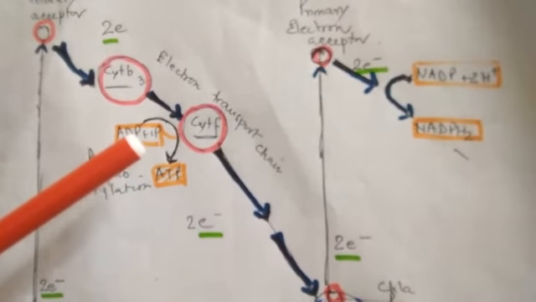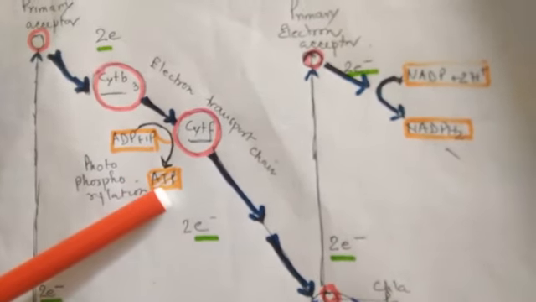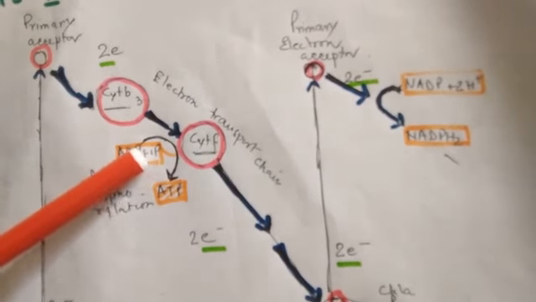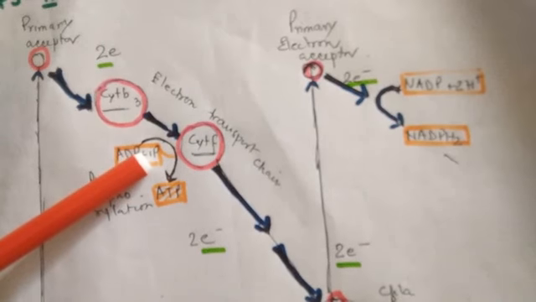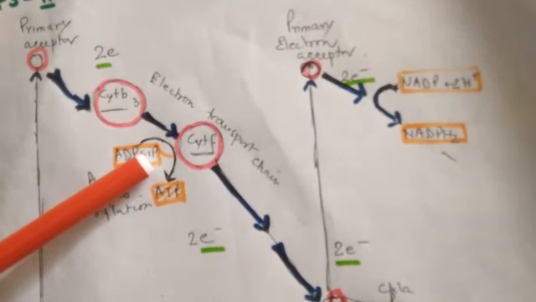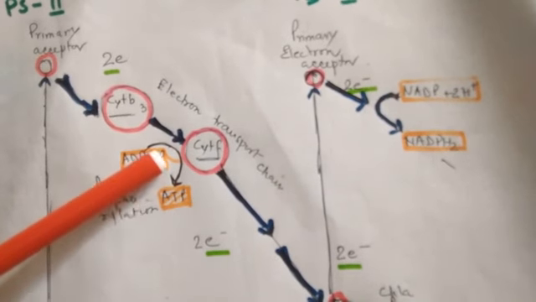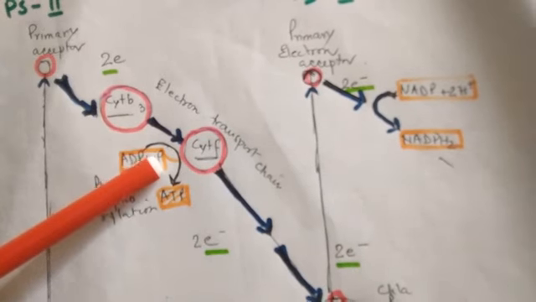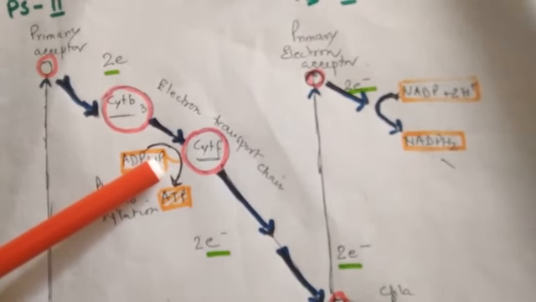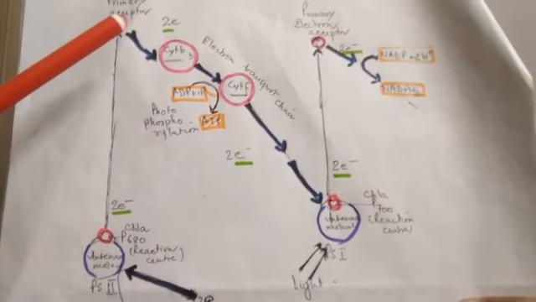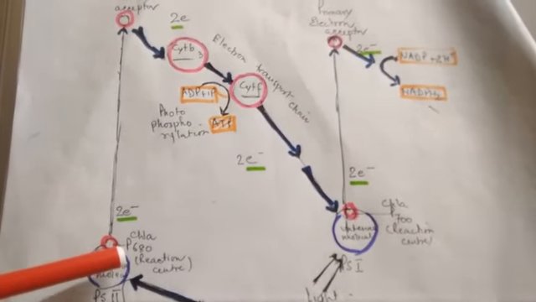Clear? And the required energy for this formation of ATP, because we know that adenosine triphosphate is a highly energy rich molecule, because when ADP combines with inorganic phosphate, it forms adenosine triphosphate, and this particular bond stores a lot of energy. So it is an energy rich compound, and the energy for the formation of this bond comes from the light. Clear? So it is called photophosphorylation.